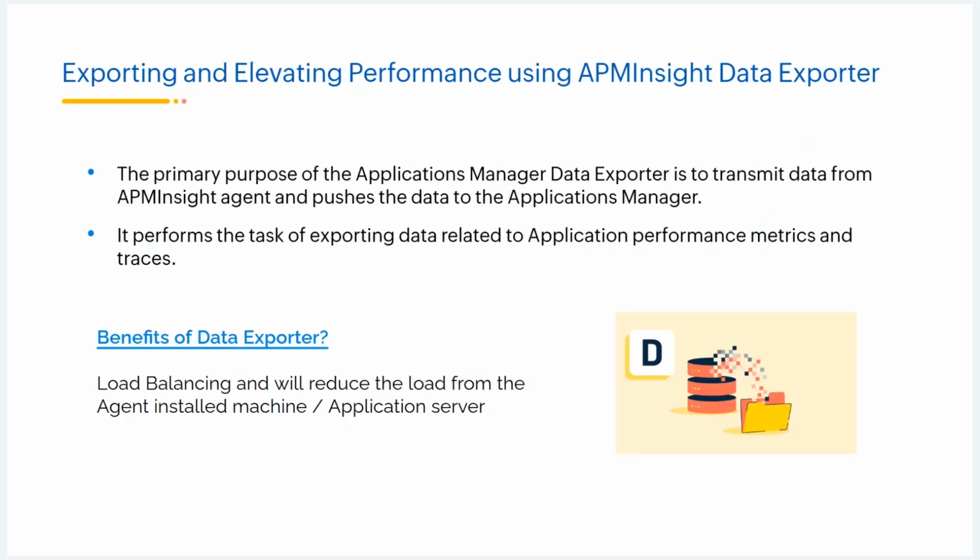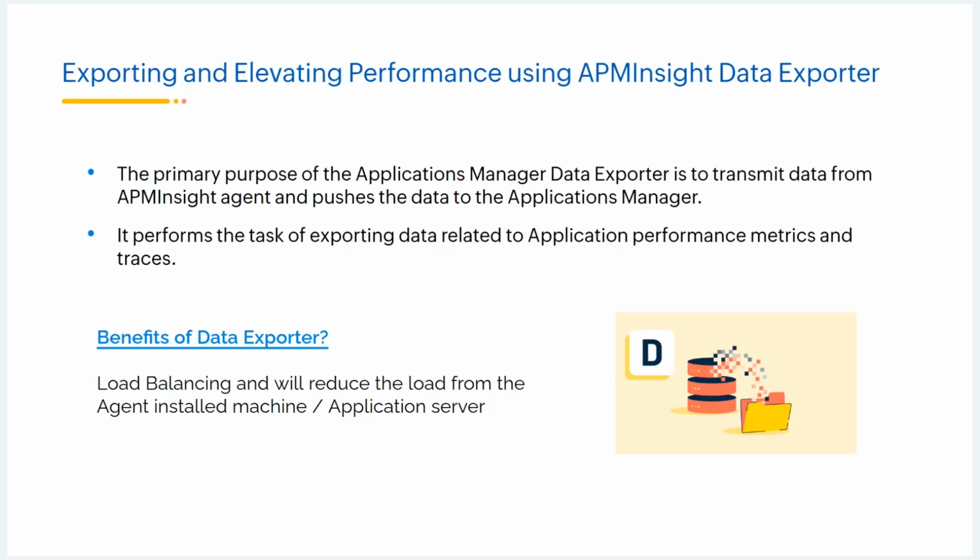So let's see exporting and elevating the performance using the APM Insight Data Exporter. The data exporter is a standalone component or a module within the Applications Manager for collecting, processing, and sending application metrics and traces for communication with the Applications Manager server. Its purpose is to export the data related to the application performance monitoring insight.